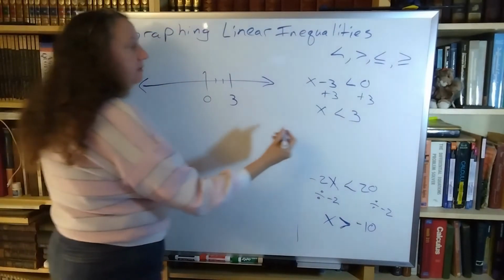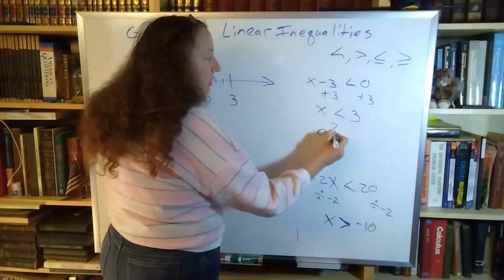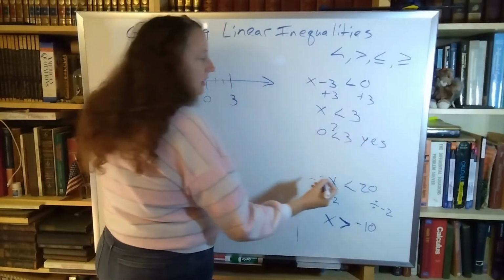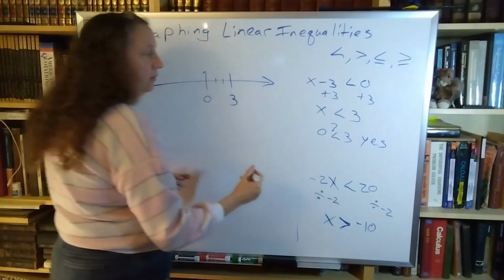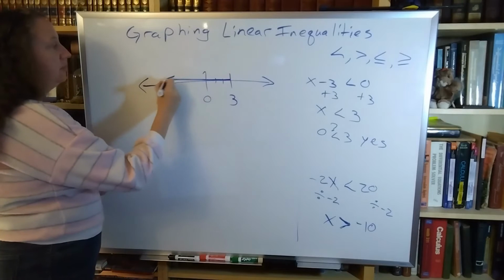Compare it to 0. That's an easy way of figuring this out, which way you want it to go. Is 0 less than 3? Yes. So because 0 is less than 3, we will draw our line in the direction towards 0.